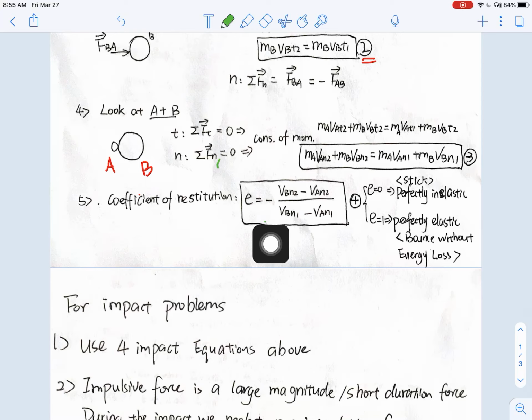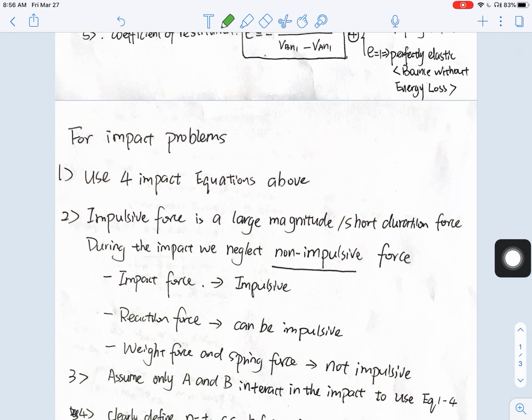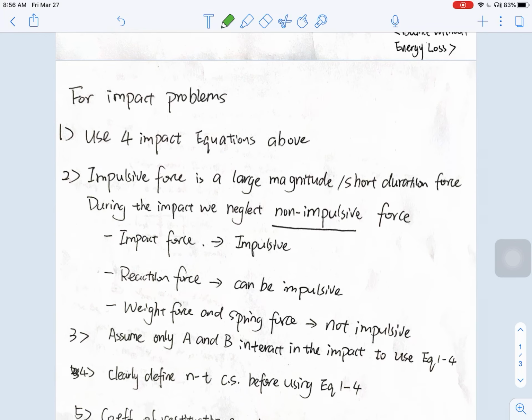This coefficient has some meanings. When the coefficient equals 0, that means it's a perfectly inelastic impact, which means particles A and B impact, and after impact they will stick together. If e equals 1, that means it's a perfectly elastic impact, so after the impact between A and B, they will bounce back with no energy loss. This is an ideal condition, but in reality, e will always be less than 1. For those types of impact problems, you can use the 4 equations we mentioned above.